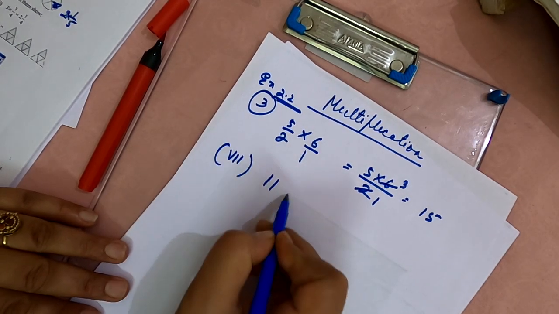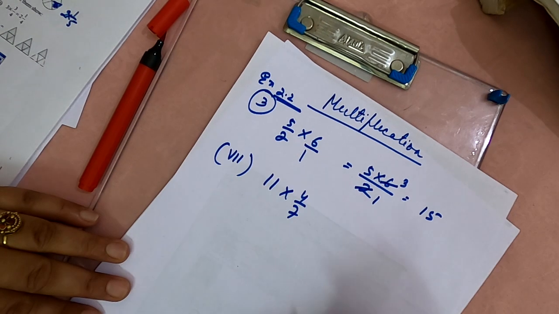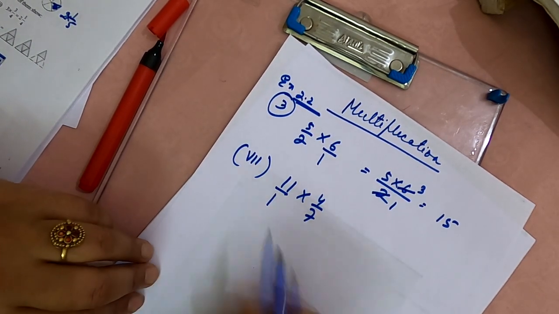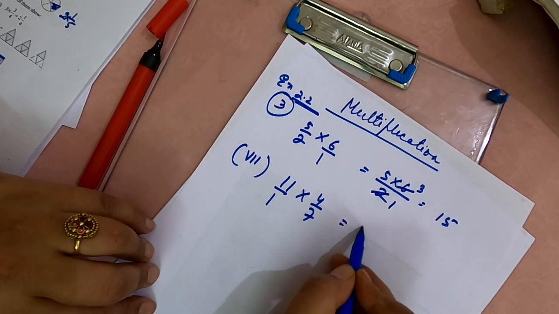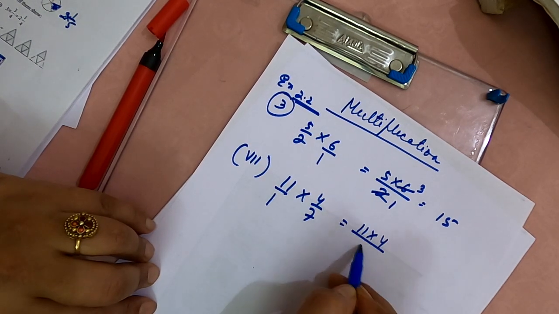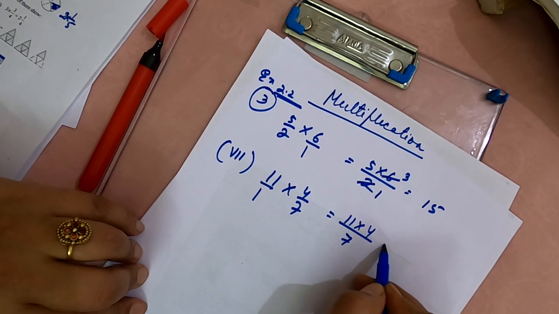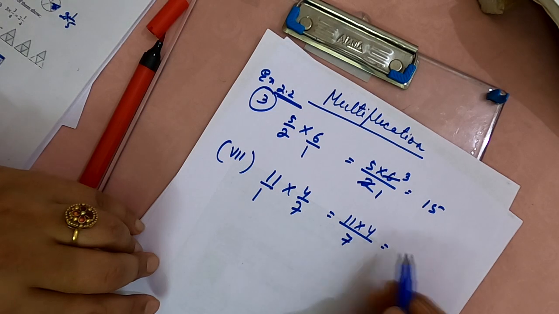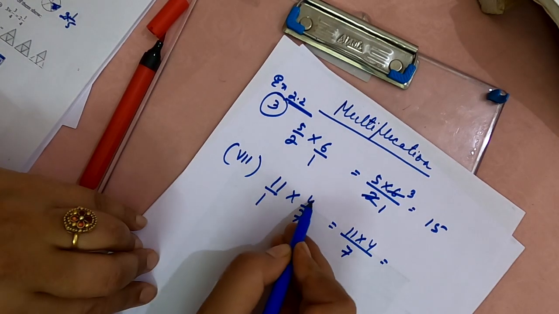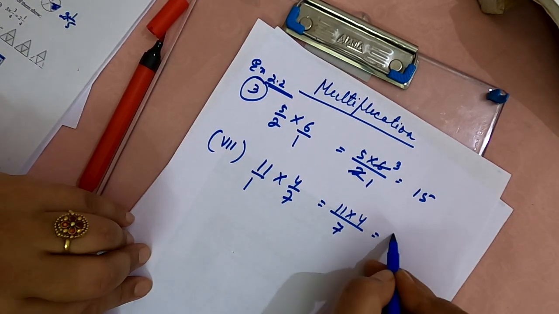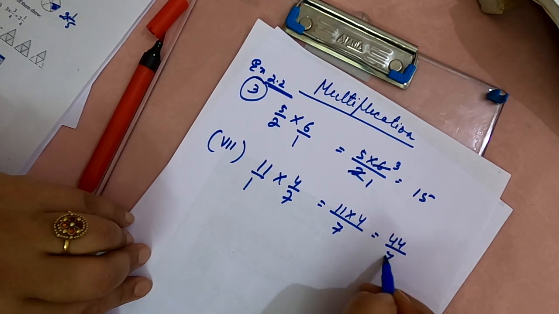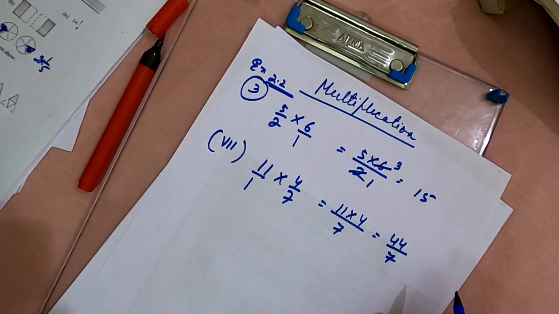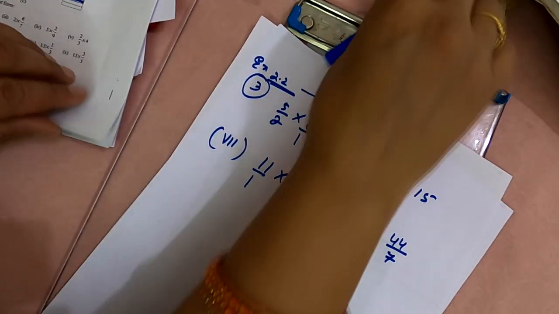Similarly, let us see the 7th part. Here it is 11 multiplied by 4 upon 7. This is again a whole number. It doesn't have any denominator, so we can take the denominator as 1. So 11 into 4 upon 7. Clear? Therefore, you know that there is no common factor between 7 and 4 and 11. So let us multiply numerator with the numerator, denominator with the denominator. So we will get 44 upon 7. Is it clear?